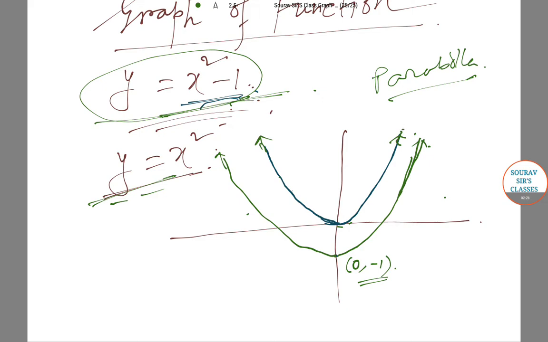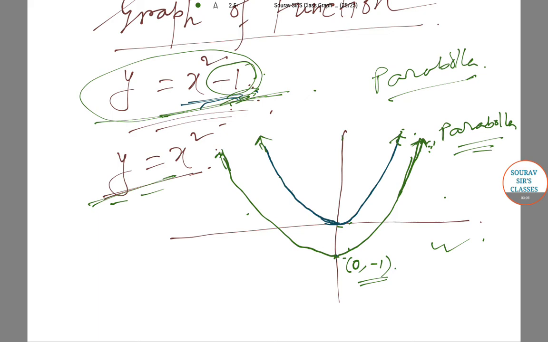Now we will draw y equal to x squared minus 1. It is an origin shift one step below. So it will be the y equal to x squared minus 1 graph. We are done. Now this graph is also a parabola. The only change is in the origin.